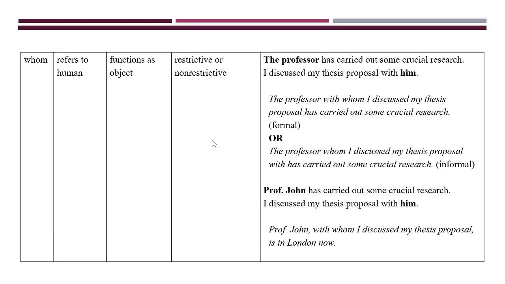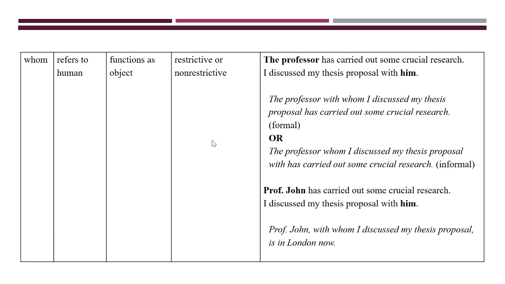For the second example, the information about Prof. John is not necessary, so it is considered non-restrictive. It is already clear who Prof. John is. So when with whom I discussed my thesis proposal is dropped, it is already clear who Prof. John is. So in this case, because the information is only additional information, the adjective clause is considered non-restrictive.